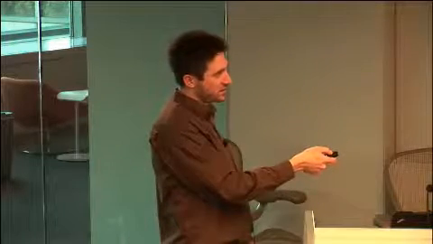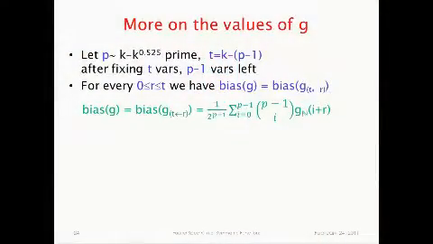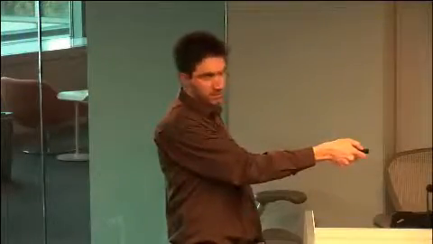So again, if you fix T variables, P minus 1 variables are left alive. And let's assume again that the bias doesn't change, because this is our basic assumption. And let's again write the equations. So now we have P minus 1 variables alive, and we have this T. Okay? So this is for every R smaller than T, right?